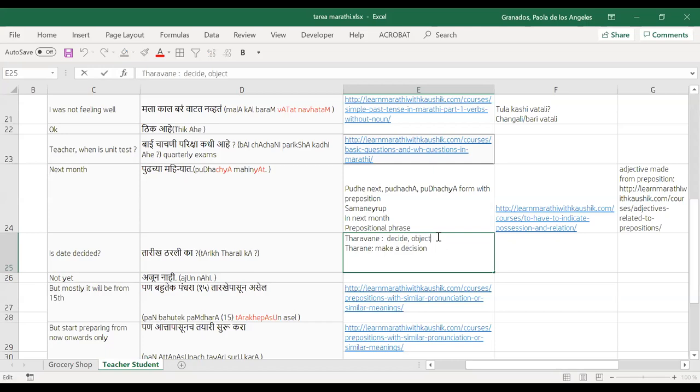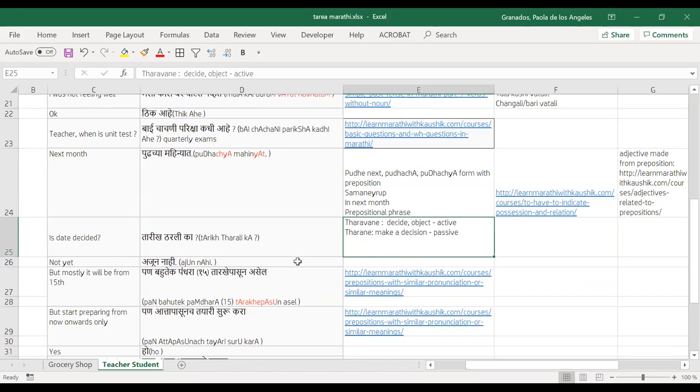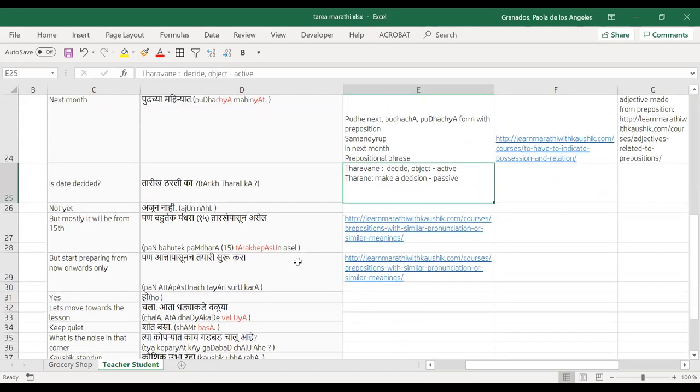As far as I understand it, intransitive or causative, and what's the opposite of causative? Taravane takes an object. Tarane does not take an object. So with Taravane, did you decide on this specific thing, an object? Tarane is just, is it decided, with no object. Mm-hmm. Okay, and in this case it is Tarane, because it's Tarlika. Yeah, okay. Because the person's not asking if she decided the date. They're just asking, is the date decided?